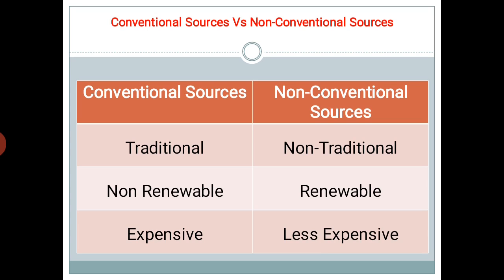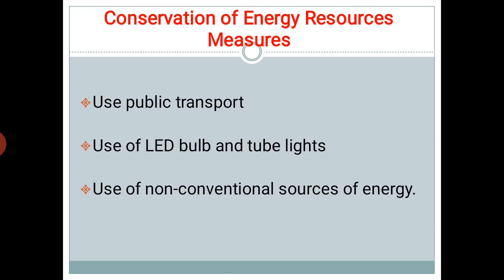Another, students, conventional sources are non-renewable sources. Non-conventional sources are renewable sources. Then conventional sources are expensive as compared to non-conventional. Okay, and non-conventional sources are less expensive as compared to conventional sources. Students, at present there is a lot of dependency on conventional sources. Students, in future the dependency on non-conventional sources will increase. So students, these are the points you are observing, this is the comparative study of conventional and non-conventional sources. Okay, students, conservation of energy resources.